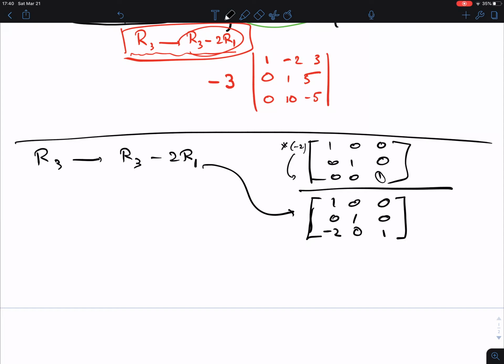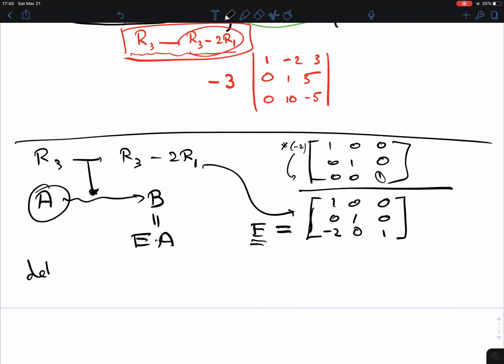So that is our new elementary matrix E. If you take a matrix A and carry out this particular row operation, you get a new matrix B. That's the same as multiplying your old matrix A with this E. And then we have the rule of determinants, that the determinant of B is the determinant of E times the determinant of A.